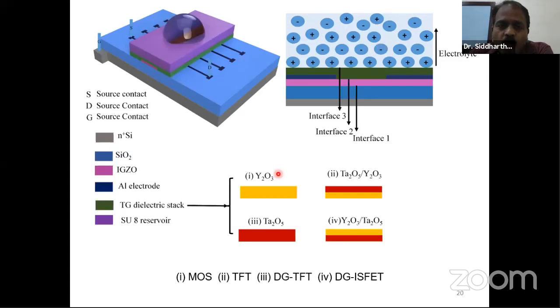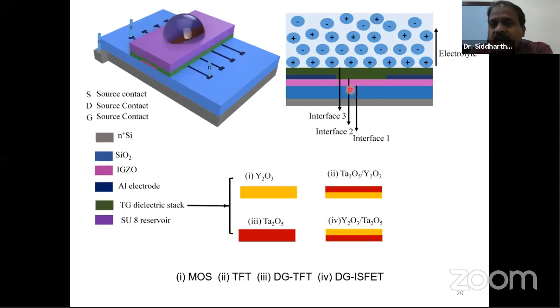Now, we studied the different top dielectric stacks. In one case, we utilized only yttrium oxide. In one case, we used tantalum oxide on top and yttrium oxide at the bottom, then only tantalum oxide, then yttrium oxide at the top and tantalum oxide at the bottom. So we used 4 conditions.